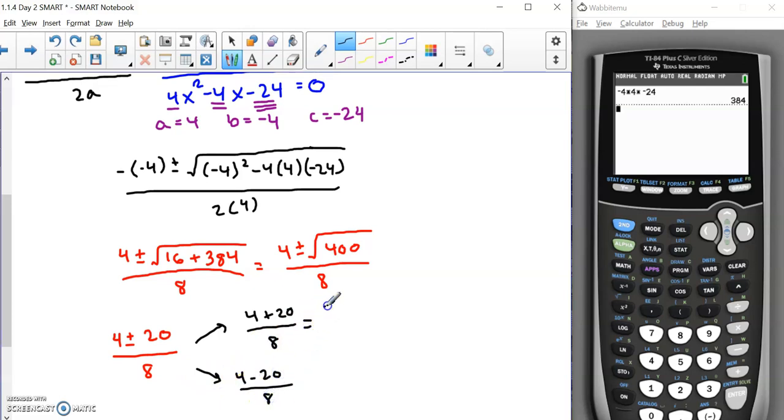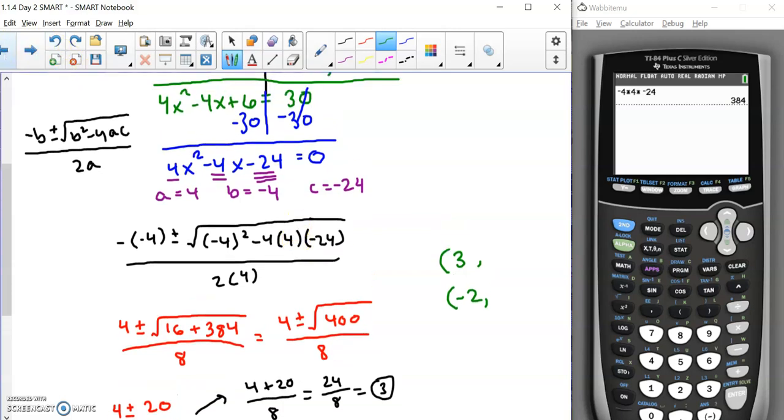So this one gets us 24 over 8, which is 3. This one, it's ugly, okay. This one gets us negative 16 over 8, which is going to be negative 2. All right, so when we get to that point, we know now that our points of intersection are going to be 3 comma something and negative 2 comma something.